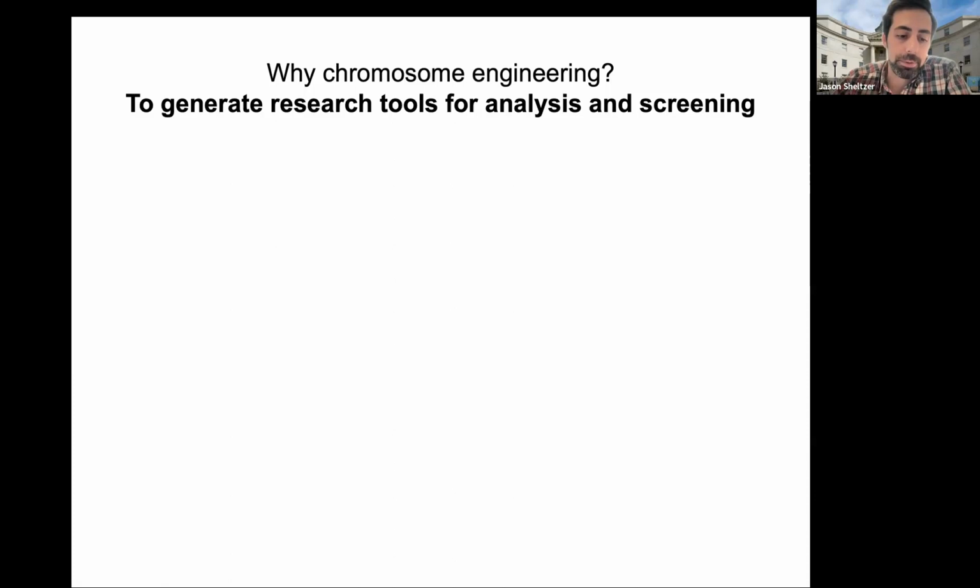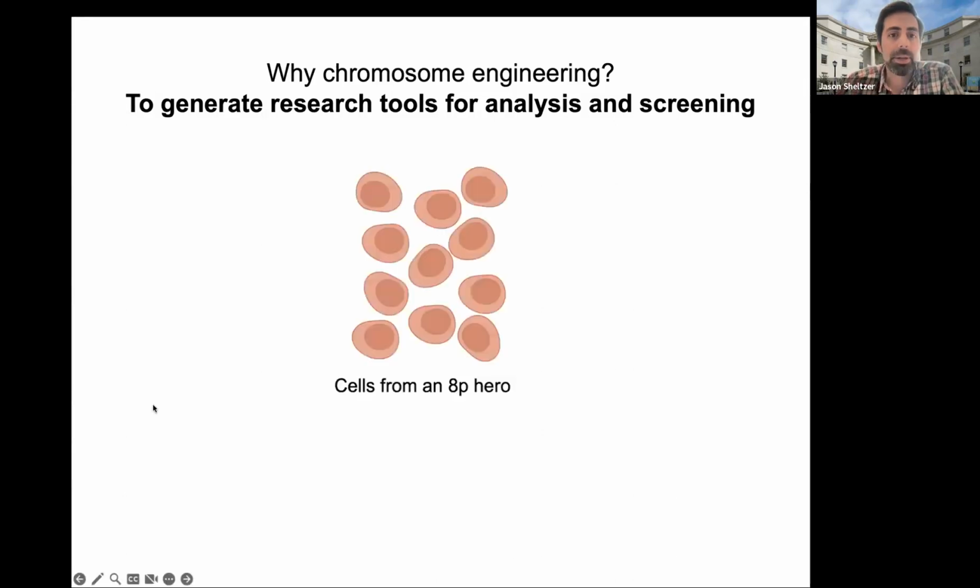And I want to talk for a few minutes about why we think chromosome engineering is a potentially impactful approach to learn more about 8P disorders. So one of the main motivations for this project, using chromosome manipulations and chromosome engineering in cells from 8P heroes, is to generate research tools for further analysis and screening. So you can imagine, for instance, that we have cells that are very kindly and bravely donated from an 8P hero.